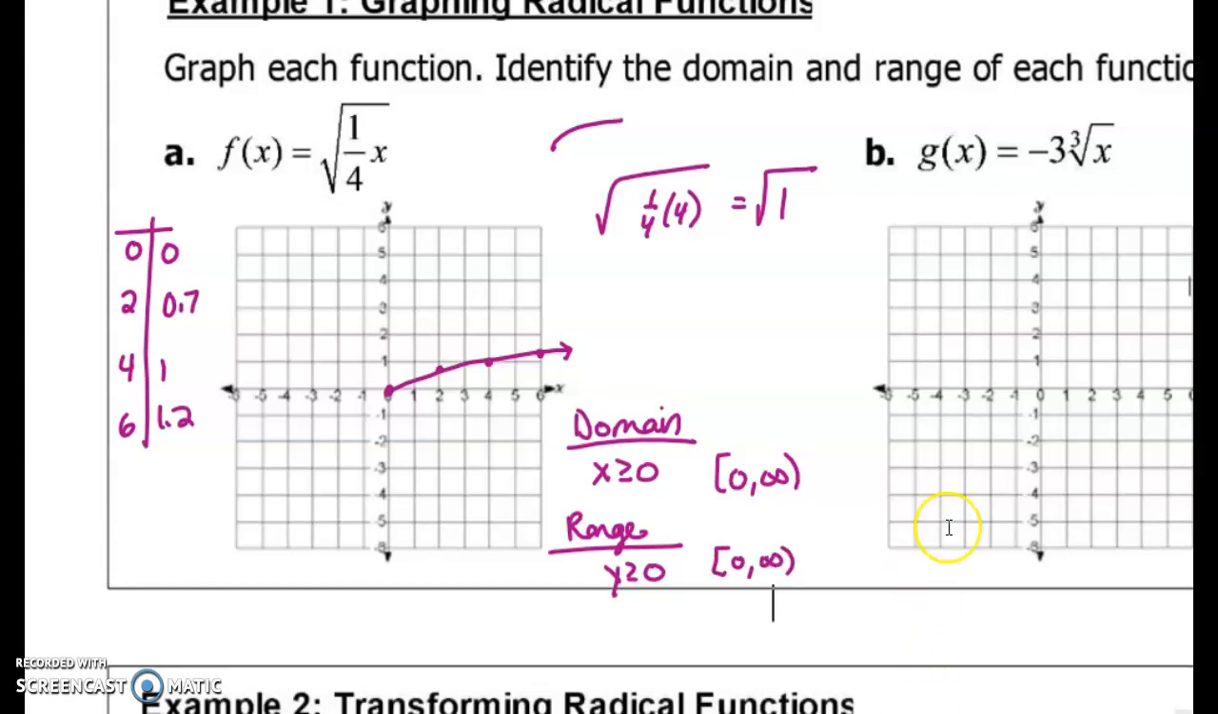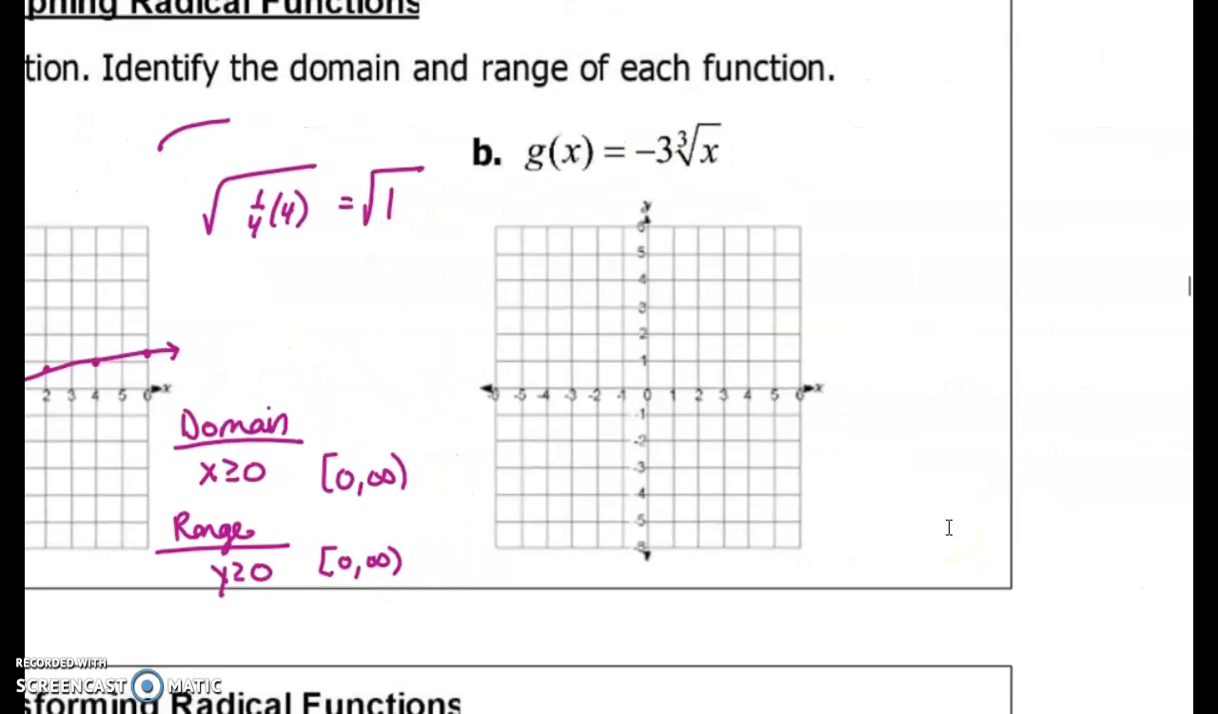Okay, looking at B, B says we want to graph this function. Take note that it is a cube root function. So I know in general, the odd roots are going to look more like this, but this one has had some transformations applied. The first transformation is a vertical stretch by a factor of 3. So that's going to make it stretch out vertically, like a taller look to it. But then it also has that negative symbol, and that negative is going to be a reflection over the x-axis. So that means that it's going to come back this direction.